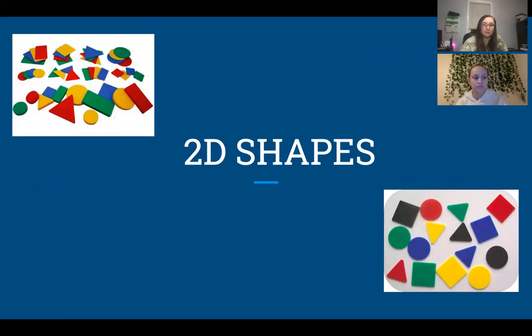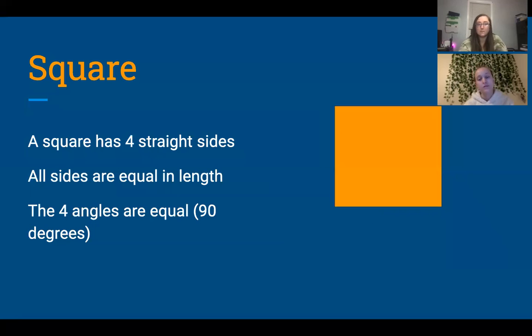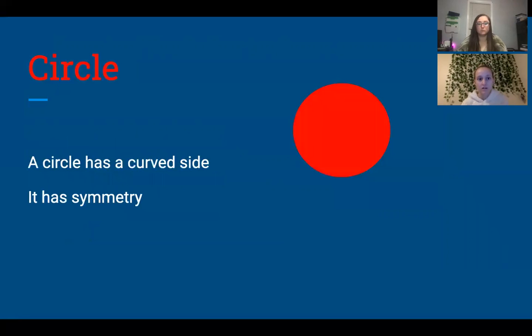So now we will be talking about 2D shapes and their attributes. Okay, make sure we're taking good notes so we can fill out our KWL chart at the end. Our first shape we're going to be focusing on is a square. I want you guys to all count the sides and keep the number in your head. All right, a square has 4 straight sides. All sides are equal in length, and there are 4 angles. Each angle is 90 degrees. A circle has a curved side, and it has symmetry. If something has symmetry, it means if you cut it in half, each side will be exactly the same.